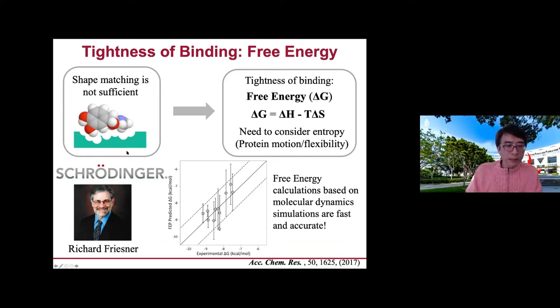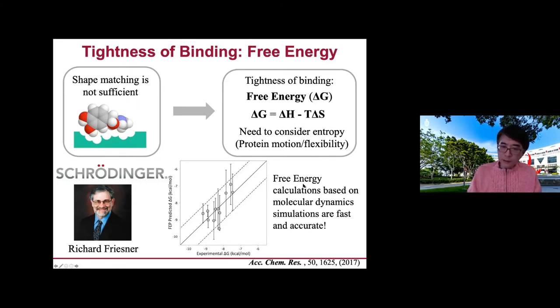So there is a company called Schrödinger that was founded by a professor, Richard Friesner from Columbia University, and the company focuses on developing calculations of free energies, or trying to accurately estimate the tightness of binding based on the simulation of the protein motion. And very exciting, I think this company is the first of its kind that IPO'd just a few months ago, focused on the in silico design of drug discovery based on physical principles. So this is a very successful example.